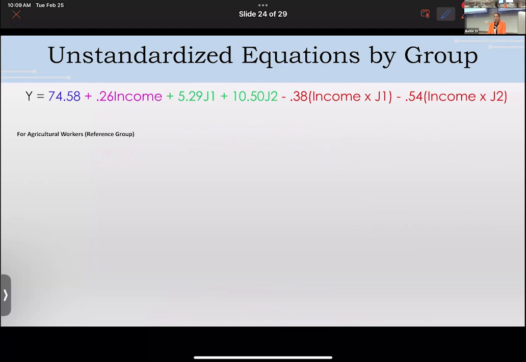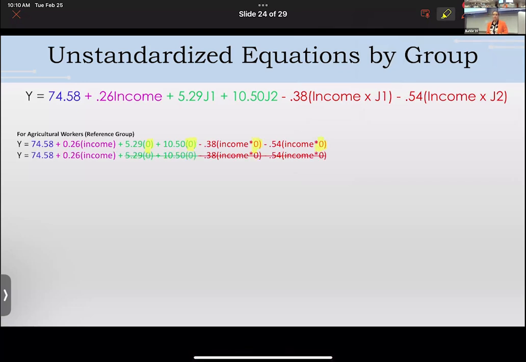So here we go. We're going to start with it. We're going to do unstandardized and standardized. For agriculture workers, let's start here. Here's the whole equation. What does it mean to be an agriculture worker? What's your dummy code? 0, 0. So what am I going to do? I'm going to plug in zeros for J1, and I'm going to plug in zeros for J2. This is going to be one of those ones where you want to follow along rather than note take because I'm going to cross out things as I go. So I've plugged in 0 for everything. Agriculture workers, so they get a 0, a 0, a 0, a 0. So that whole thing goes away. What am I left with? An intercept and a slope.